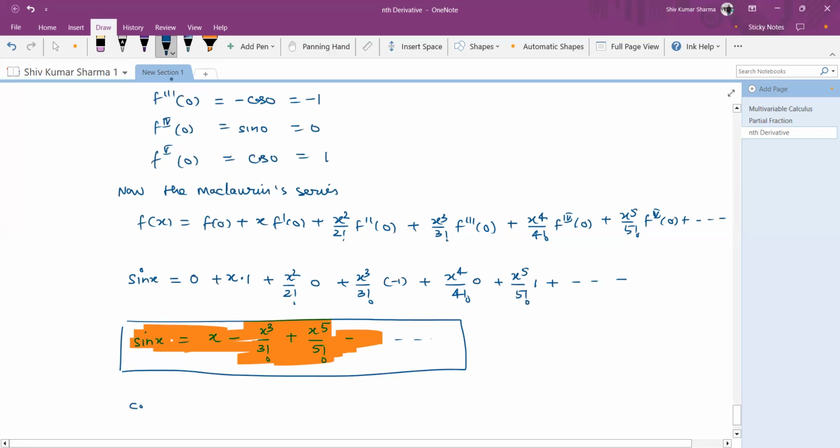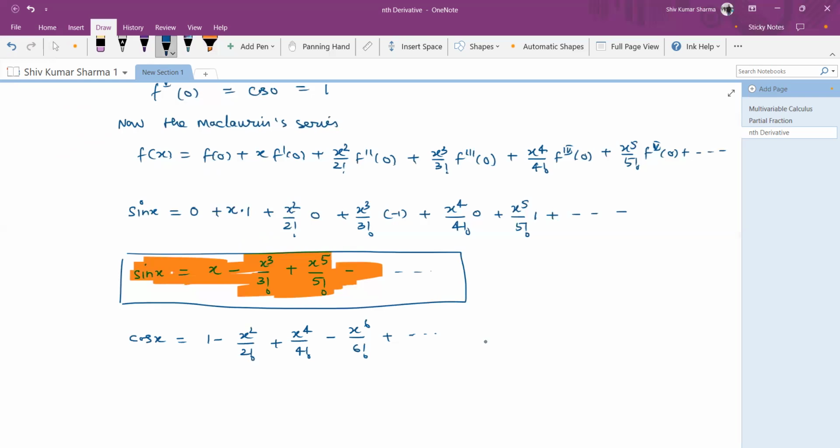So what is the expansion of cos x? The expansion of cos x, we have 1 minus x square upon factorial 2 plus x raised to the power 4 upon factorial 4 minus x raised to the power 6 upon factorial 6 plus and so on. So this is the expansion of cos x. So we can prove similarly.